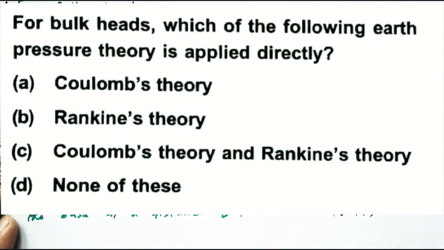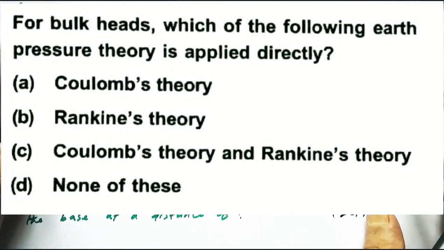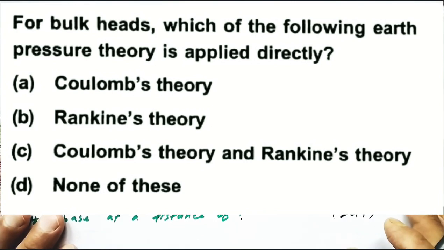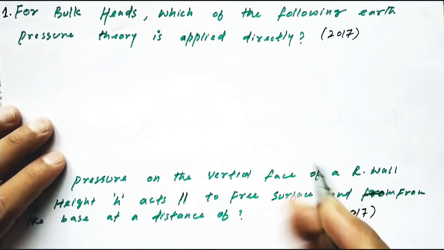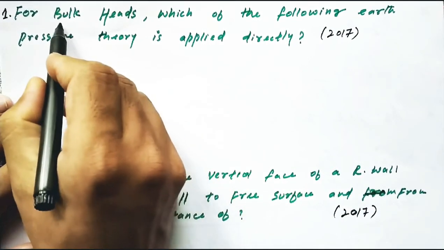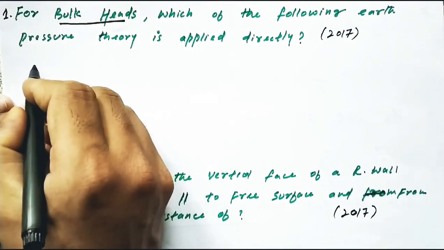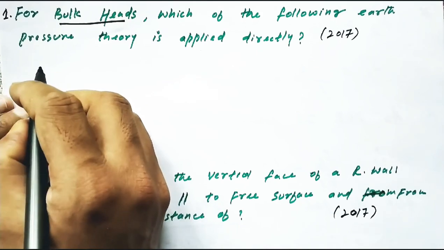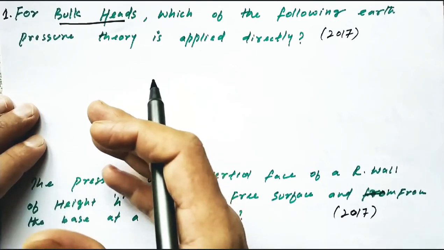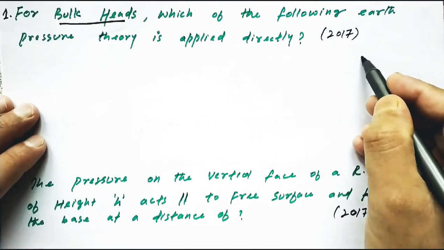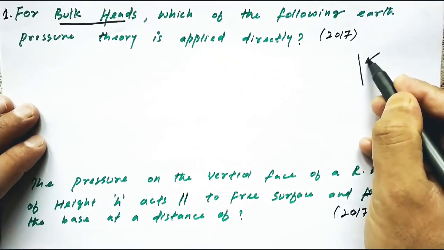So the question will be displayed to you on the screen. According to the question, for bulkheads, which of the following earth pressure theories is applied directly? First of all, you need to understand what exactly bulkheads means. Bulkheads are nothing but like retaining walls. Retaining walls are the structures which are used to retain soil mass, or retain the back flow of soil, right?